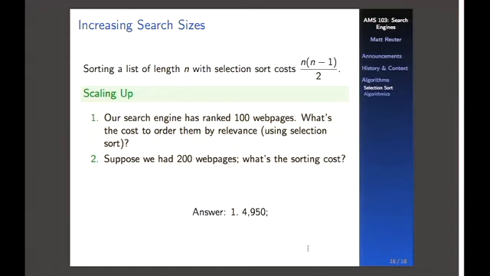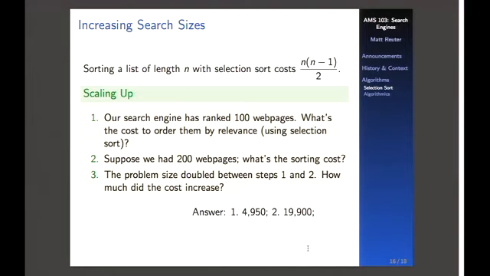So what's n in this case? 200. So 200 times 199 is a kind of big number. Divided by 2 is half of a kind of big number, well, which turns out to be 19,900. Okay, so that's 200 times 199 divided by 2. And so what we can notice between question 1 and question 2 is, what happened to the problem size? What happened to the number of web pages that we had? It doubled. What happened to our cost? It basically quadrupled.